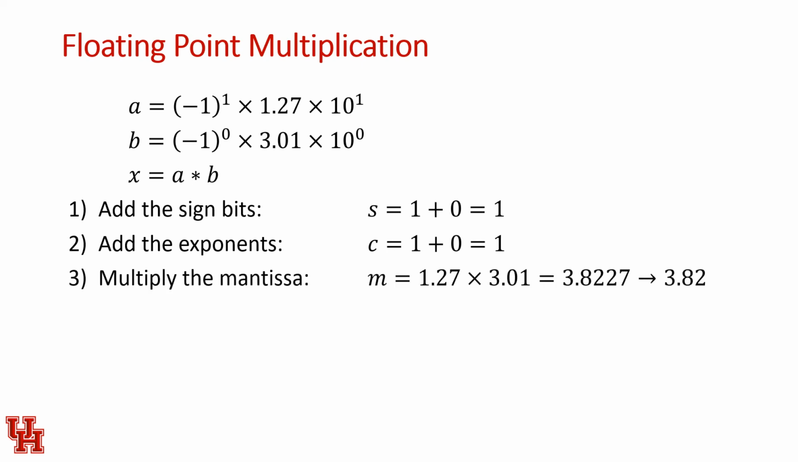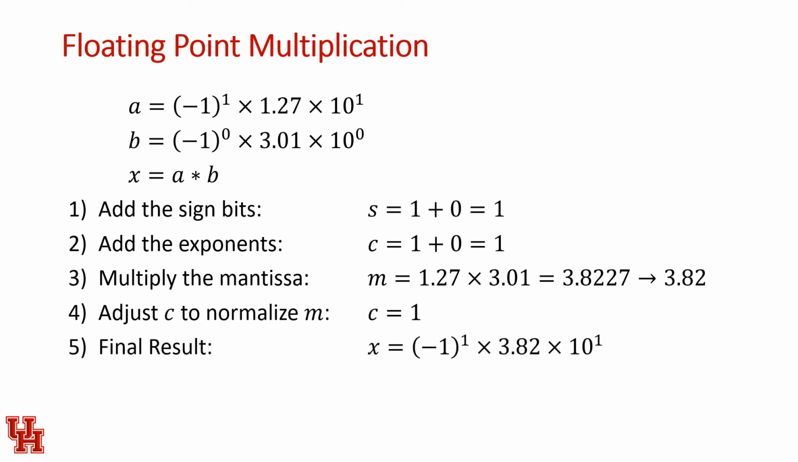Finally, we multiply the mantissa, which will likely provide a number with too many digits to fit in the allocated space in the output mantissa. Excess numbers are eliminated using standard rounding rules, which is part of the IEEE standard. Then the mantissa is adjusted, if necessary, to normalize it. In this case, no adjustments required. The final result is given by this expression, negative 3.82 times 10.